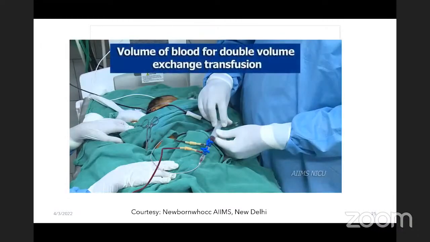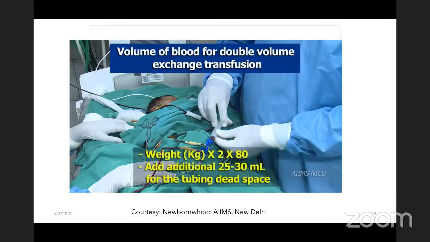To calculate the amount used for the exchange transfusion, one can multiply the weight of the baby in kg by 2 and then again multiply by 80. This gives double the volume of blood the baby has, and then one can add 25 to 30 ml to this volume for the dead space of the tubing.